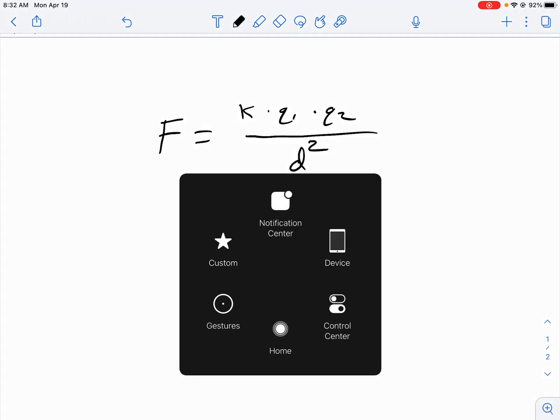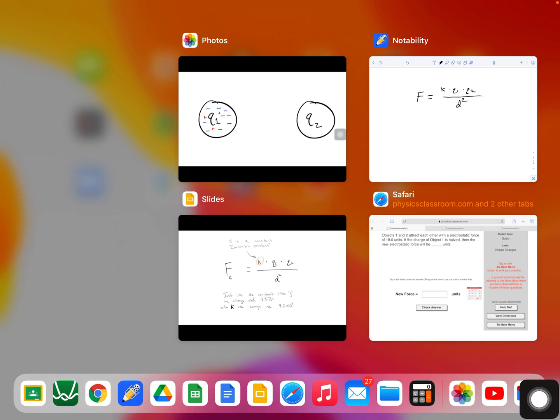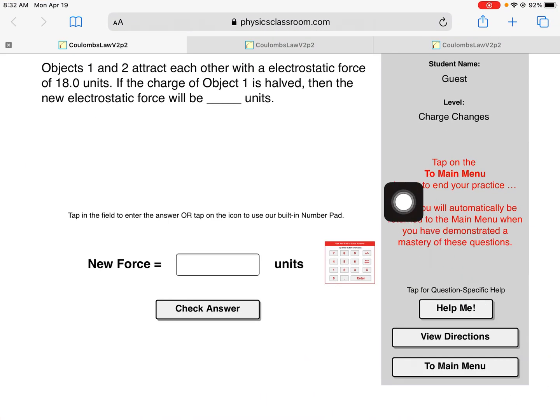All right, folks, let's solve some problems. Let's remember Coulomb's law: force equals K Q1 Q2 over the distance squared. So let's say we've got a Coulomb's law problem, and here's the problem right here. Objects 1 and 2 attract each other with an electrostatic force of 18 units. If the charge of object 1 is halved, then the new electrostatic force will be blank units.